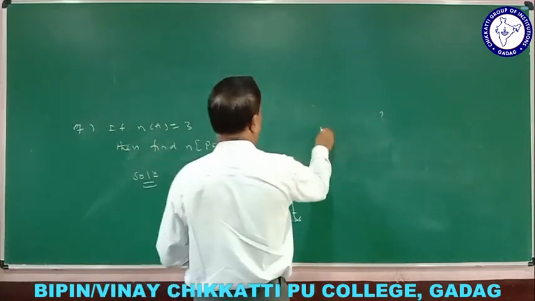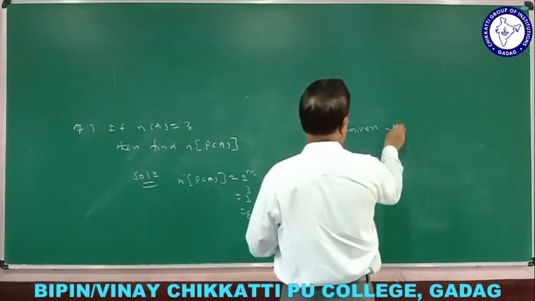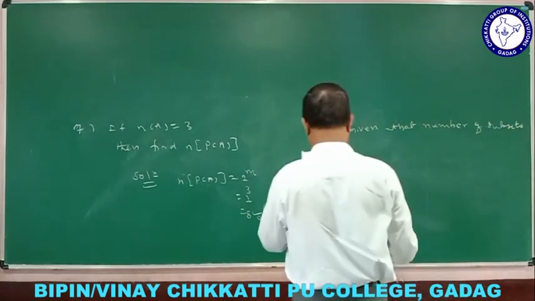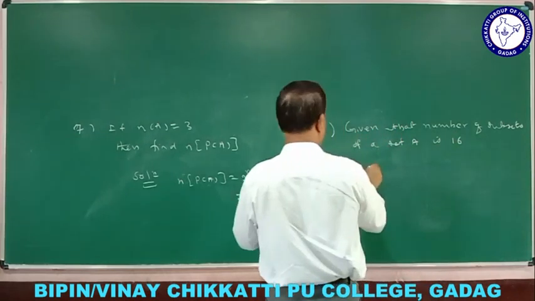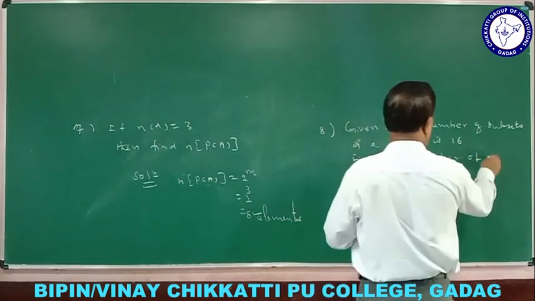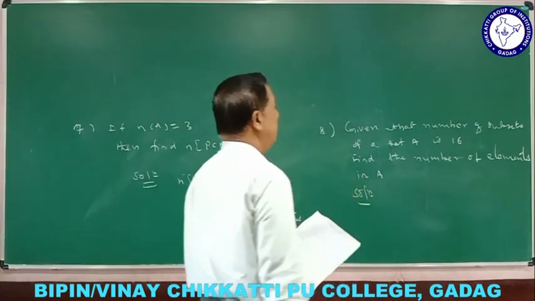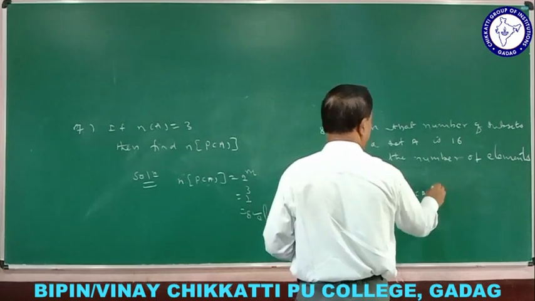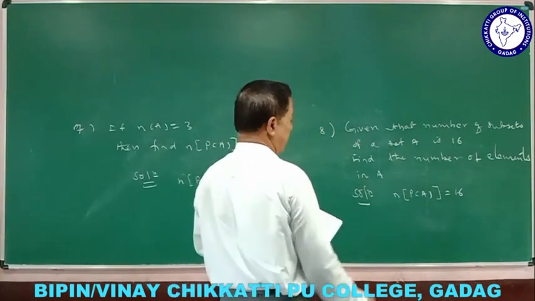Next, number 8 problem. You see how they ask one mark questions. Given that the number of subsets of set A is 16, find the number of elements in the set A. Very interesting problem this is. The number of subsets of a set means n of P of A, the power set, is given as 16. What is the formula for this?